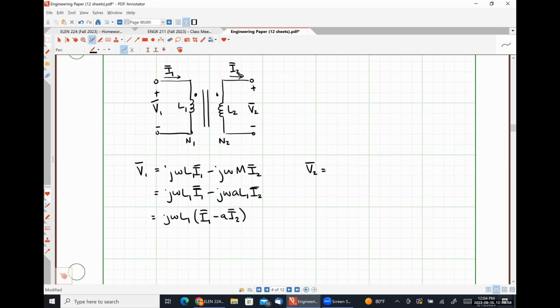So the positive polarity terminal of V2 is at the dot. The negative polarity, excuse me, and the current is flowing into the not dot. So we should have a negative sign, right? So negative j omega L2 I2. Is my sign correct on my self term here? So positive polarity terminal is at the dot, current is flowing into the not dot, so I believe fundamentally I should have a negative sign. Okay.